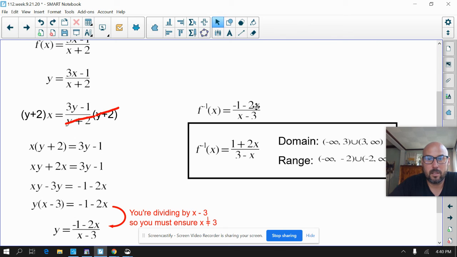So what I did was in the numerator, I factored out a negative 1. And in the denominator, I factored out a negative 1. And then those two negative ones canceled out. So notice the top became all positive because I took out a negative from both. And then the bottom switched signs. Negative 3 became positive 3. x became negative x.